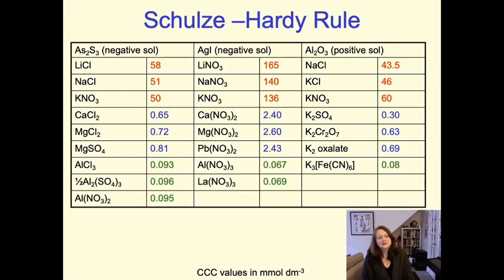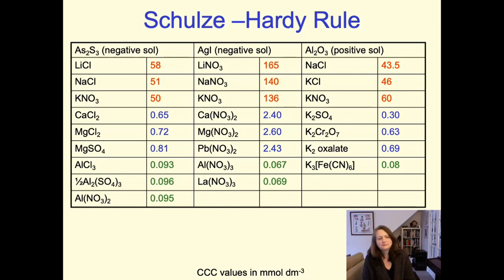So here's some numbers to help explain that. These numbers are here to just show you how Schultz-Hardy rule works. So there are three different examples. One is a negative sol, so this means the surface of the particle is negative. The second one is the same, the surface of the particle is negative. And the third example, the surface of the particle is positive.